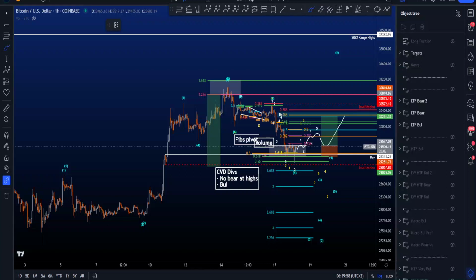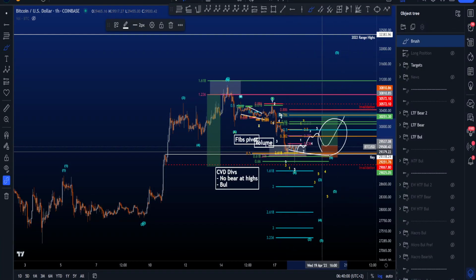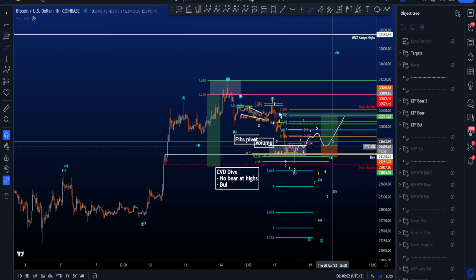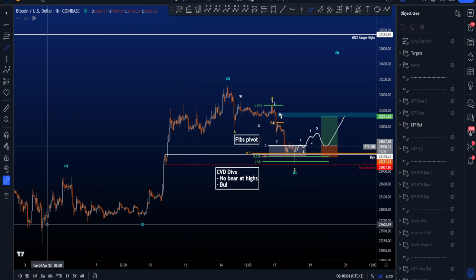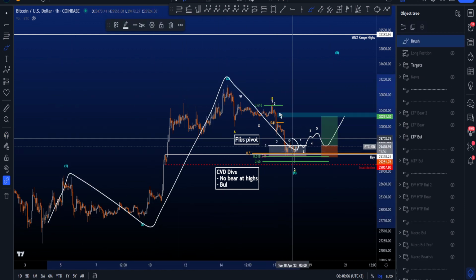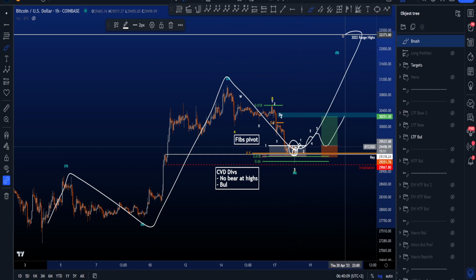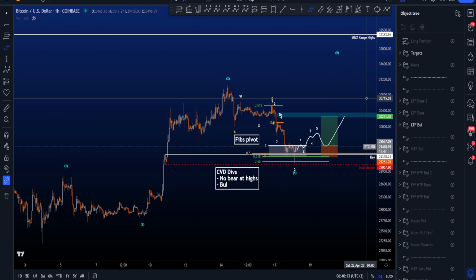Hi everyone, let's go over my low time frame bullish and bearish scenarios, including potential trading setup, starting with the low time frame Elliott Wave bullish scenario on Bitcoin, where this is a wave 1, 2, 3. This has to be the end of wave 4 before now a wave 5 to the upside towards, I think, the 2022 range highs, a very interesting target at 32.4k.